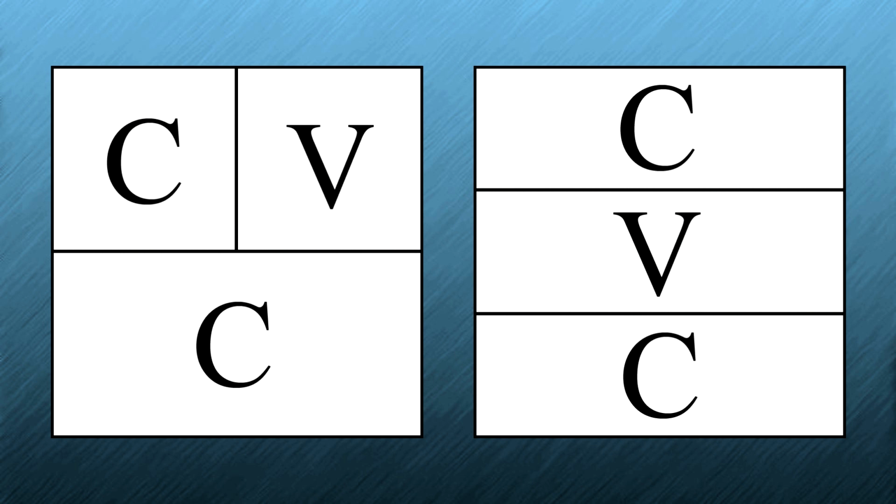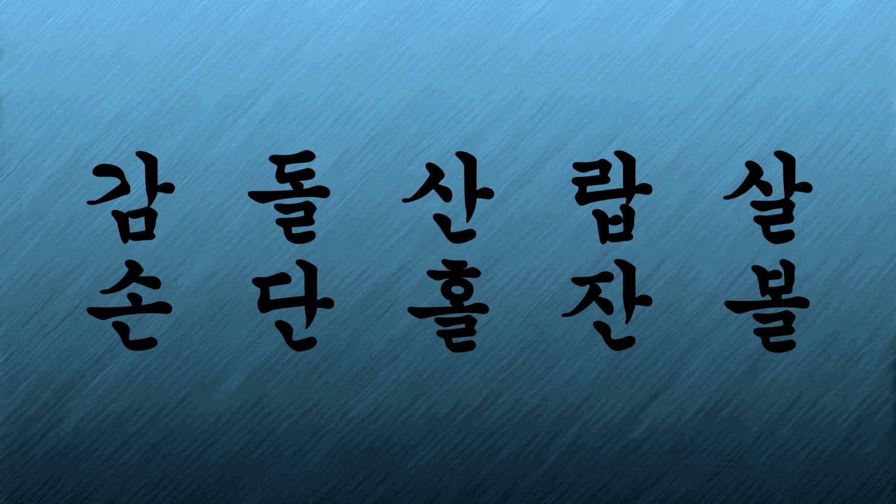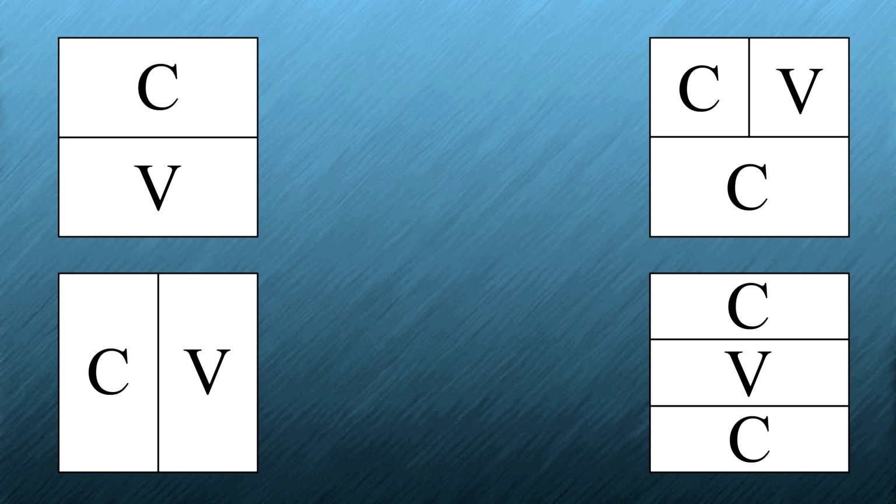Here are a few practice examples using these 2 new syllable blocks. You can pause the video here. Here are the answers. 감, 돌, 산, 납, 살, 손, 단, 홀, 잔, 볼. Remember that the type of syllable block depends on the type of vowel that you're using in it and how many letters are in the syllable.